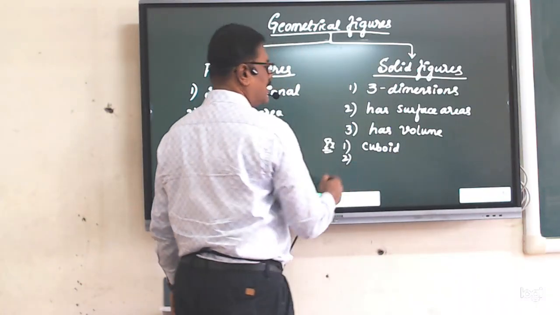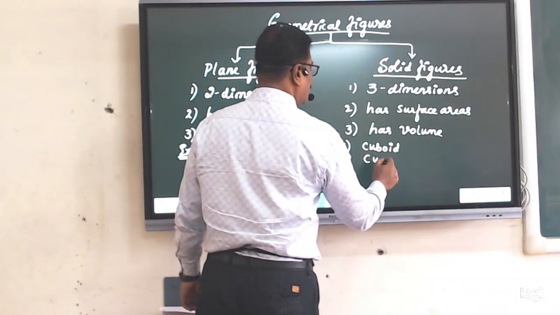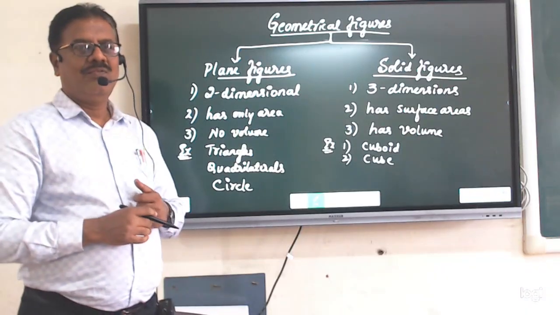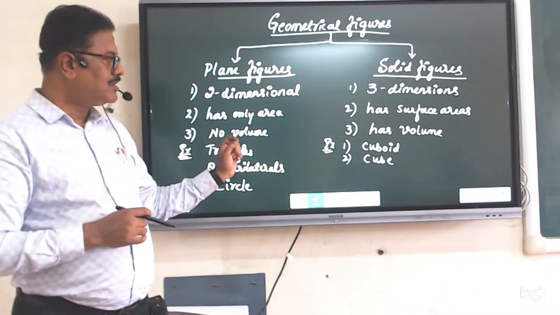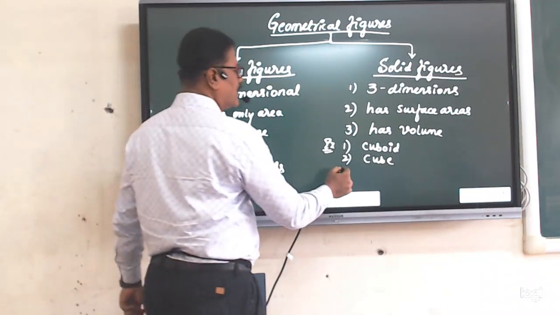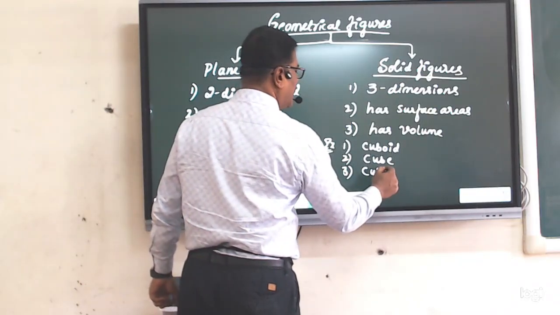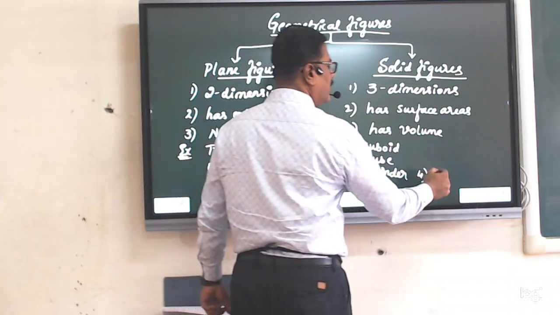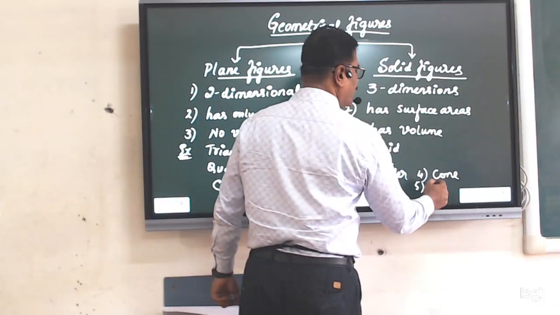Second, tell me you have studied, no? In your earlier classes? Cube. So these are the two solids that you have studied in your previous class. We have seen how to find the surface area of a cuboid and also the surface area of a cube. And in 9th standard, we are going to study how to find the surface area of a cylinder and also how to find the surface area of a cone and how to find the surface area of a sphere.